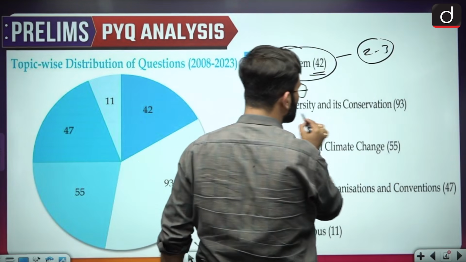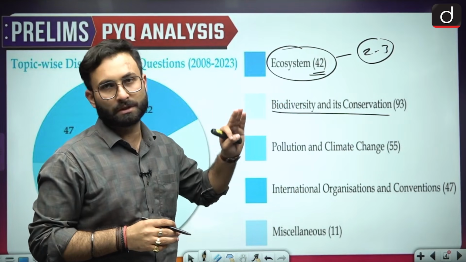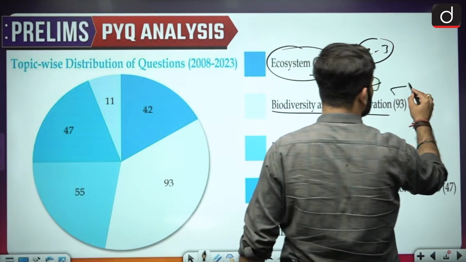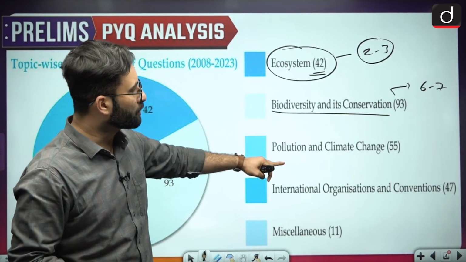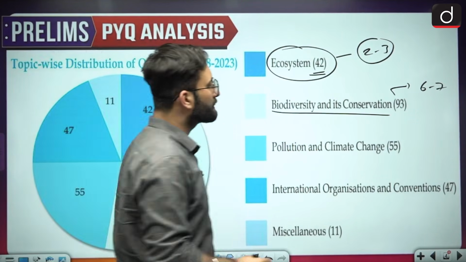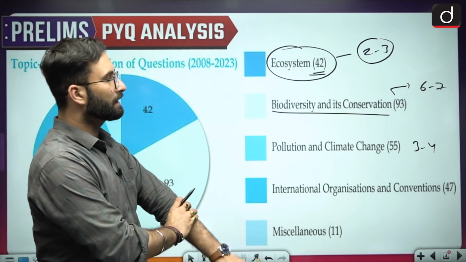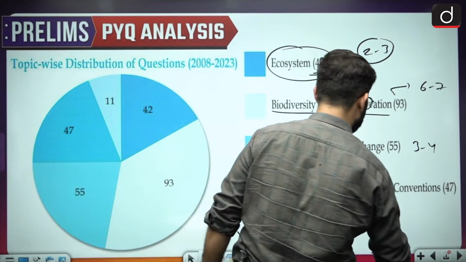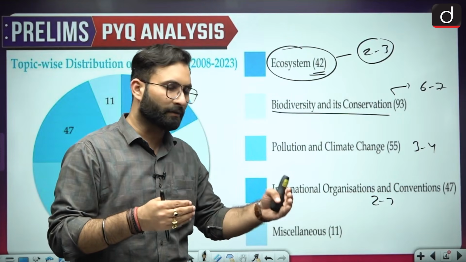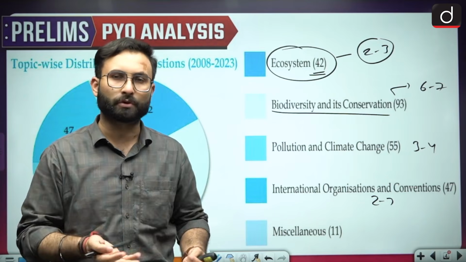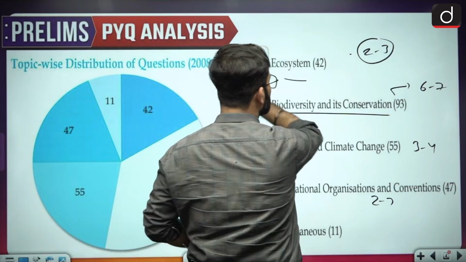After that, biodiversity and its conservation: 93 questions, which is a huge number. Nearly 6 to 7 questions have been asked from this area. Then pollution and climate change, here also nearly 3 to 4 questions have been asked. And then international organizations and conventions, here also 2 to 3 questions have been asked every year. There can be one year with 1 question, and another year with 4 questions. So that is the overall breakup of the trend analysis.